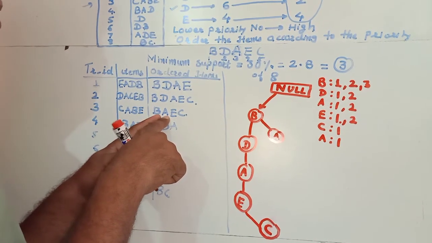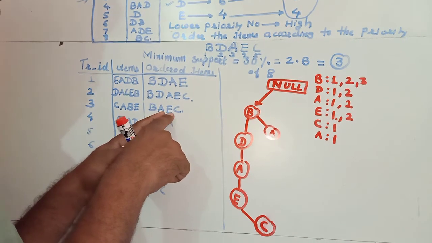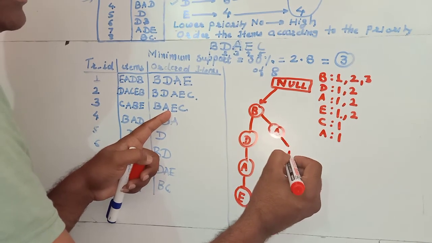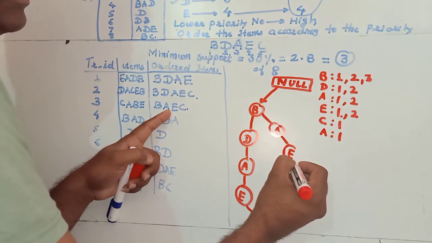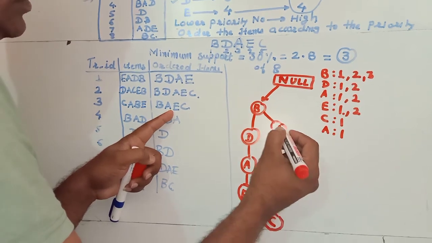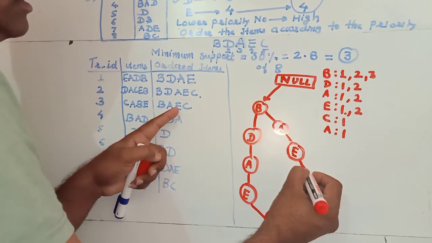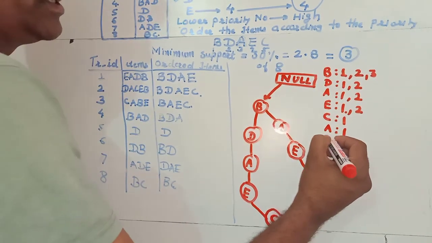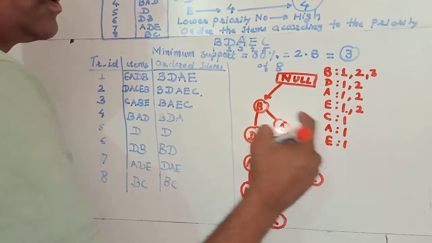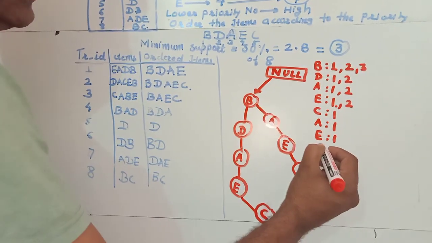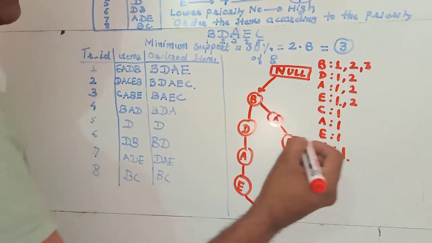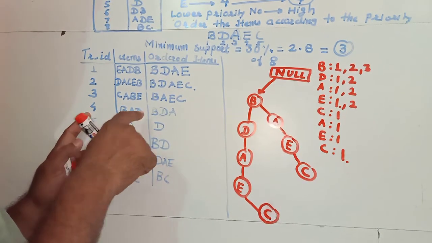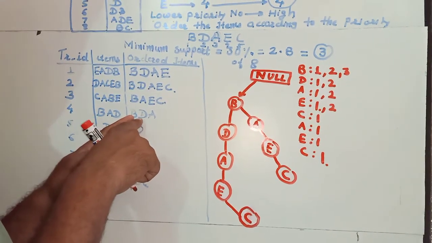So after A we have E, right? So B, A, and once again extend this leaf, attach E to A, and similarly last is C. So the occurrence of E at this point is first time for the new branch, and C for the first time, right? Now let us check the next transaction ID, and the new ordered items are B, D and A.